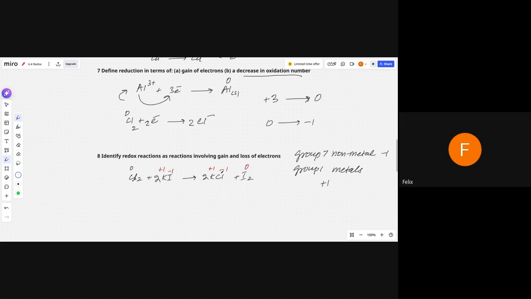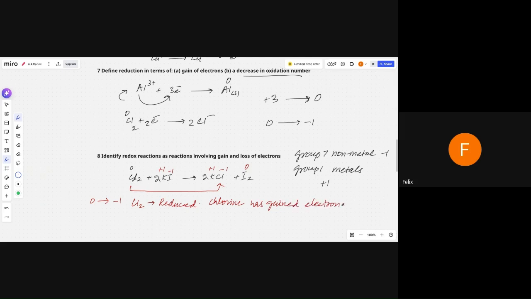Now let's compare which element got oxidized and which got reduced. There's a change in the oxidation state of chlorine. Chlorine went from 0 to -1, and you can see that there's a decrease in the oxidation number. So it means that it is a reduction. We can say that chlorine got reduced, because chlorine has gained an electron.